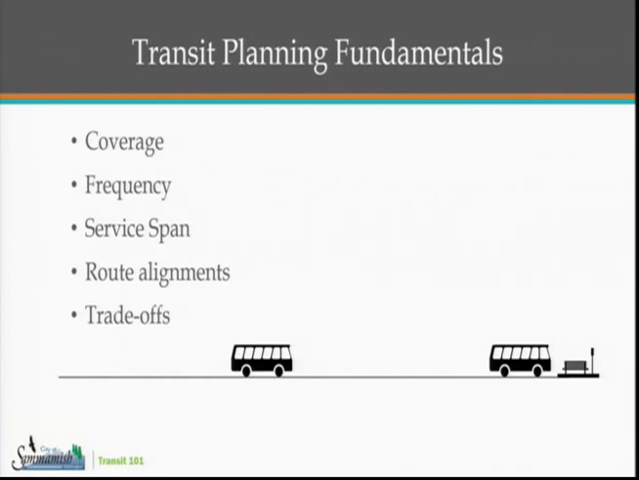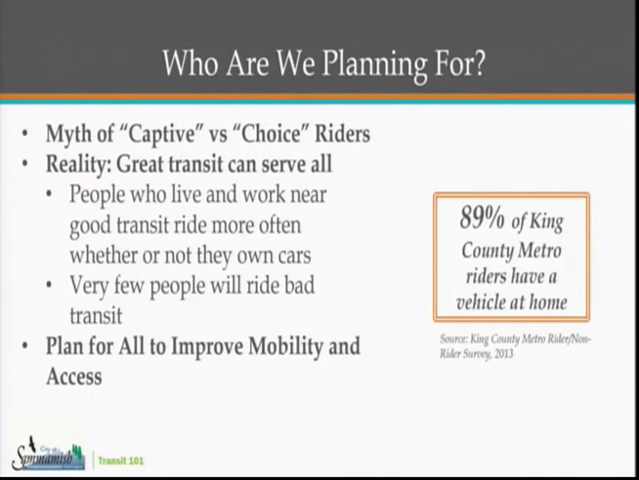Obviously, we have fixed resources available for transit. This isn't unique to the Pacific Northwest; every single agency goes through that trade-off discussion about prioritizing all of these factors. It comes down to who you are planning for as a transit agency. One of the myths out there is planning for captive riders or choice riders. Captive riders are traditionally riders without other means of mobility, so transit is their main means of mobility, versus choice riders, who, as the name implies, have a choice, either a personal vehicle or some other means to get around.